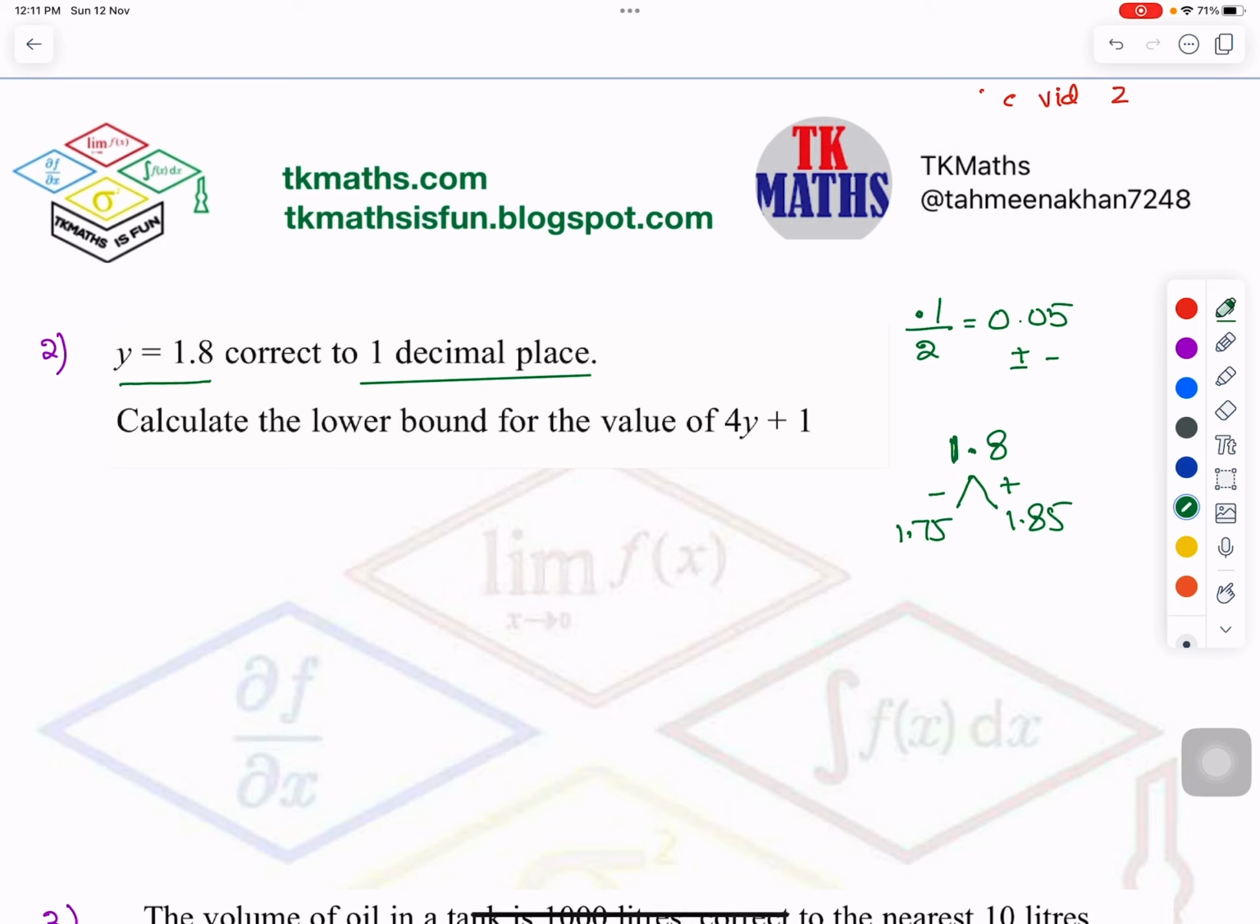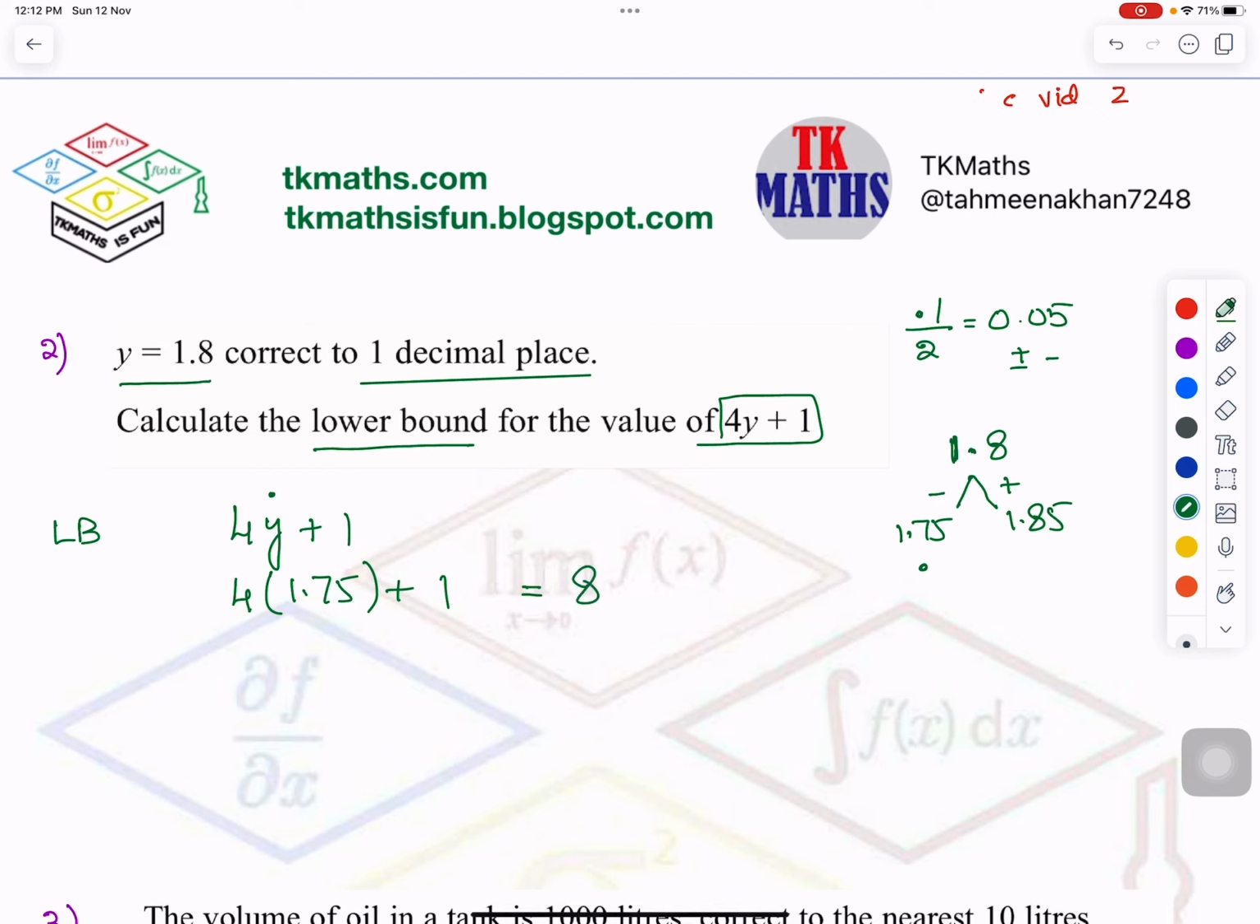Now the question is saying find the lower bound for this expression. So the expression is 4y plus 1. I want the smallest answer of this according to the question. So definitely I will take the smallest value of y, which is 1.75. And then I will simply solve it. 4 times 1.75 plus 1. So your answer is 8.